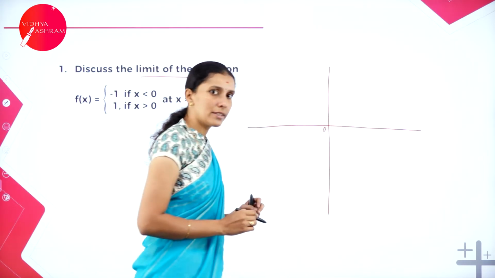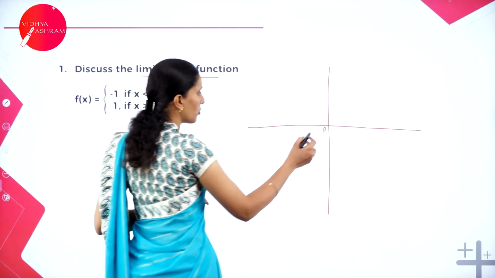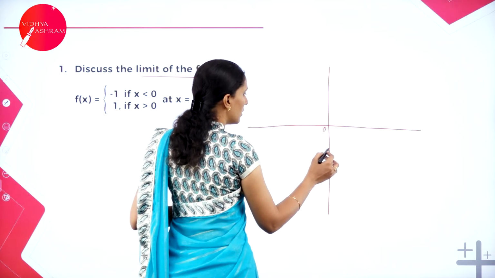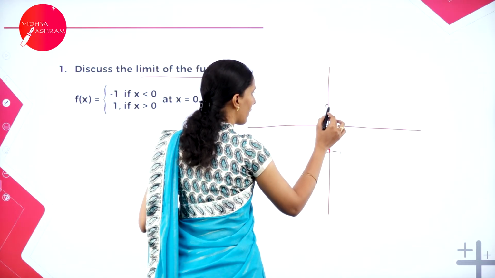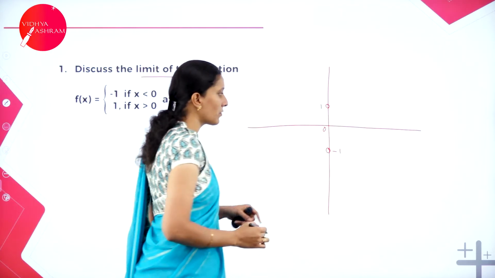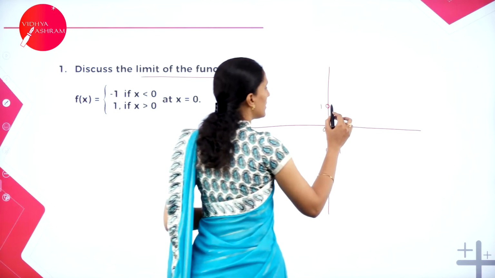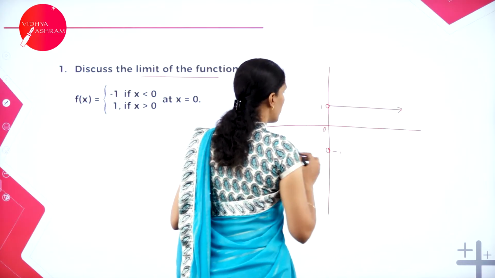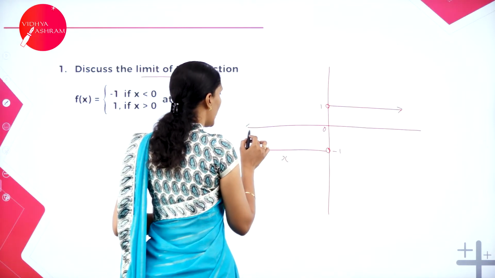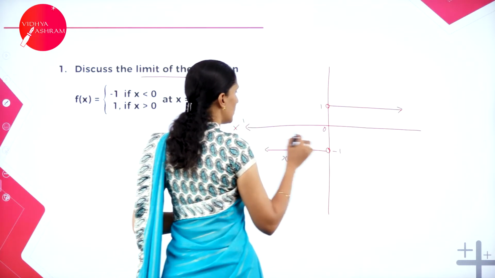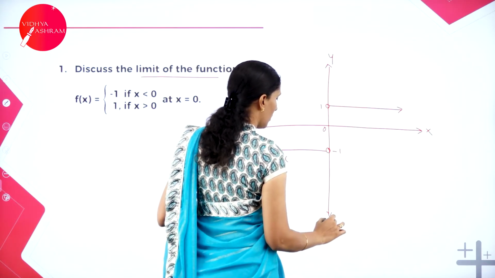If this is the point 0, for x less than 0 the value is -1, so here I'll write an open circle. This is -1. Here again I'll write an open circle. This is +1, because at 0 the function value is not defined. This is for all the values of x on the negative x-axis. So x', x, y, y'.